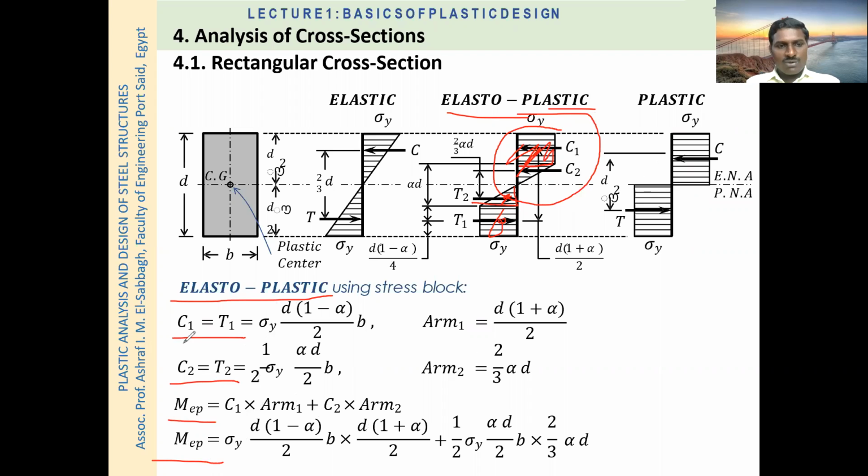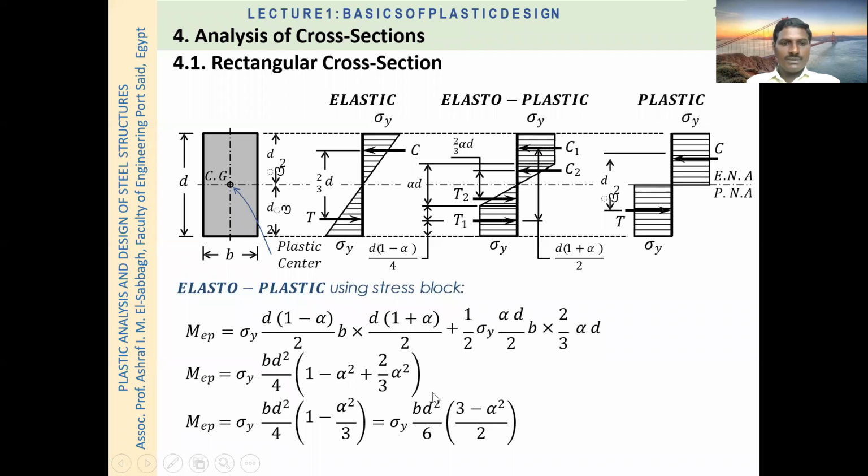So if we calculate MP for C1, it will be the same for T1, and if we calculate the MP for C2, it will be the same for T2. So this is the elastoplastic behavior, and we can calculate this MP.